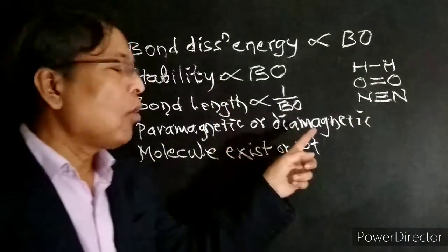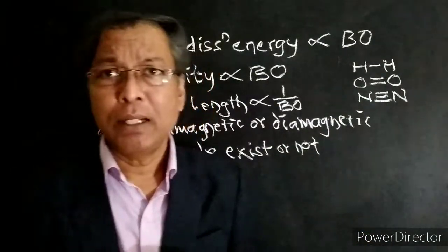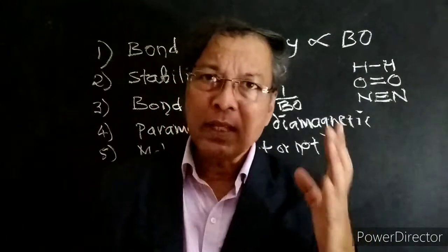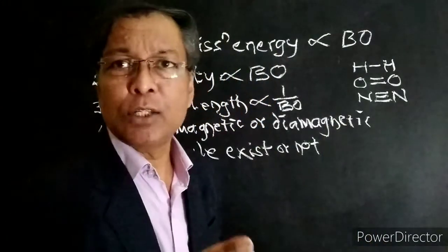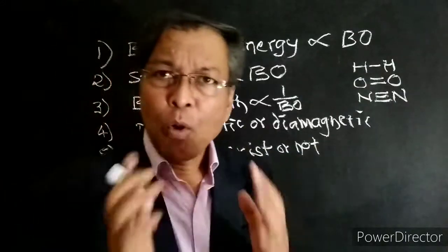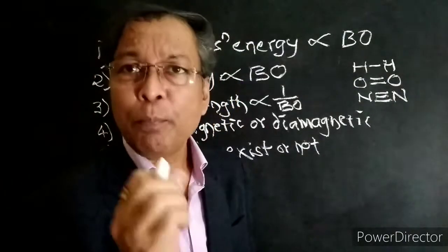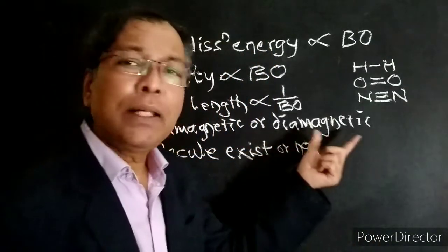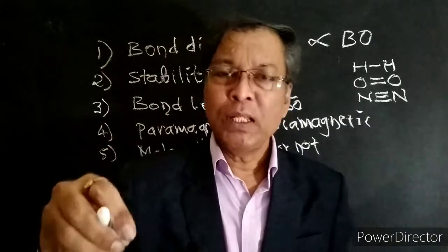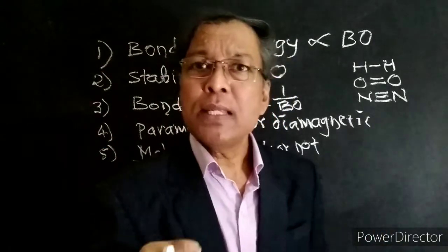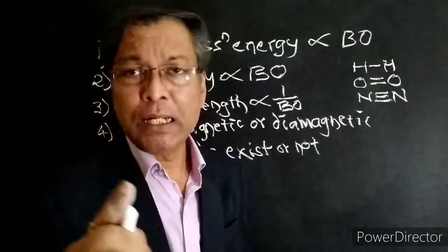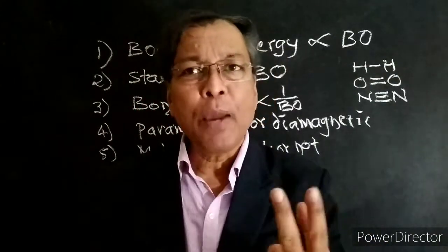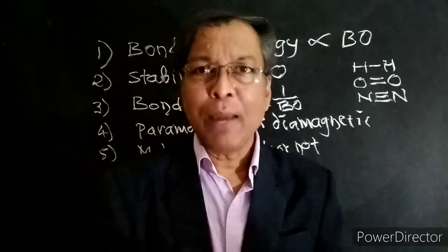Fourth, paramagnetic or diamagnetic. What is paramagnetism? When the molecule is placed in a strong magnetic field, if it is attracted by the magnetic field, then it is called paramagnetic. The molecules which possess unpaired electrons show paramagnetism. And what is diamagnetic? When the molecule is placed in a strong magnetic field, if it is repelled by the magnetic field, then it is called diamagnetic in nature. The molecules which have paired electrons show diamagnetism.